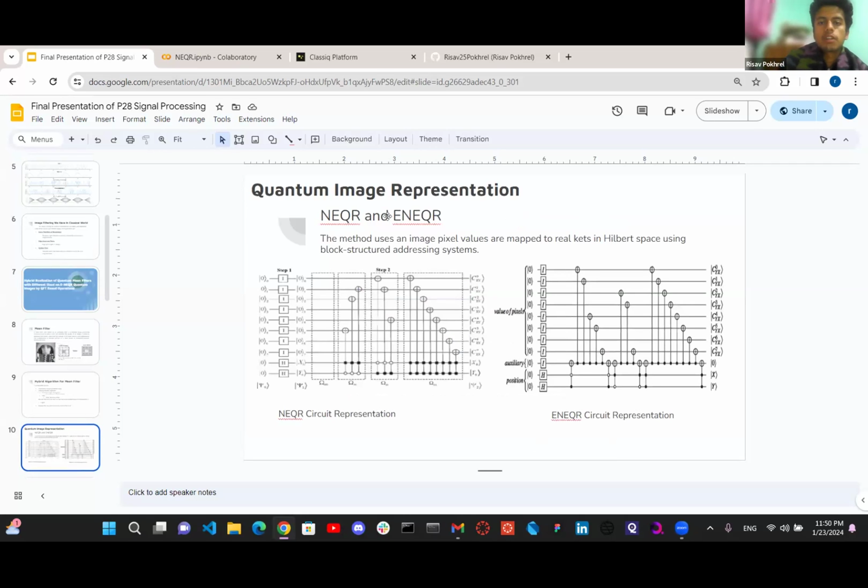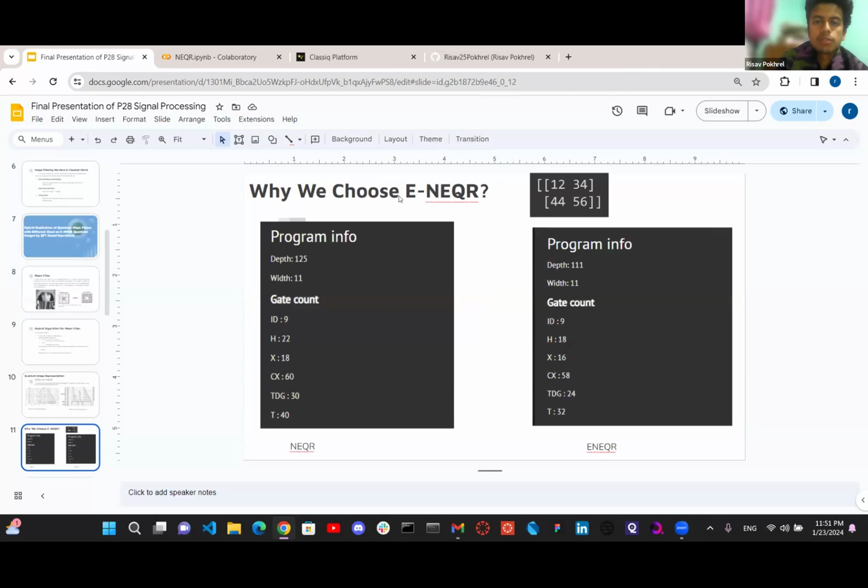Okay, quantum image representation. We first worked with one NISQ-Era representation, but we found that the other NISQ-Era representation is more efficient, so we shifted to it. Here is the circuit representation for each. Okay, why did we choose it? This is the sample image. We took a small image so that we can process it fast.